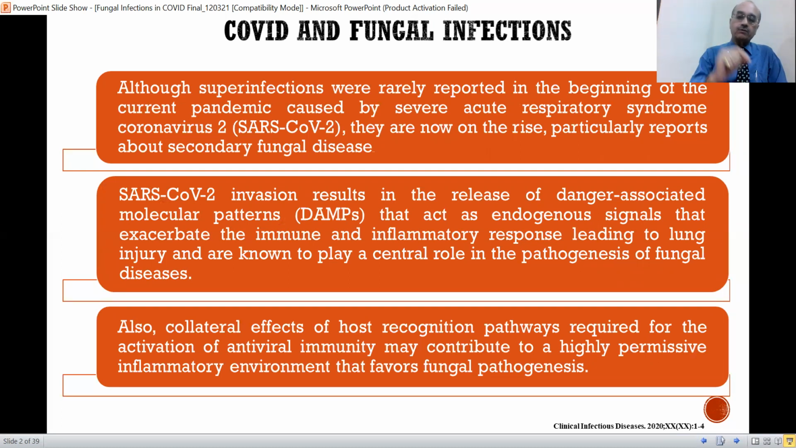These patients also inherently have a reduction in their CD4 and CD8 counts, and that itself makes them more prone to develop these fungal infections. Also, it is found that the collateral effects of host recognition pathways, which are required for the activation of antiviral immunity to fight against the coronavirus, may contribute to a highly permissive inflammatory environment favoring fungal pathogenesis.